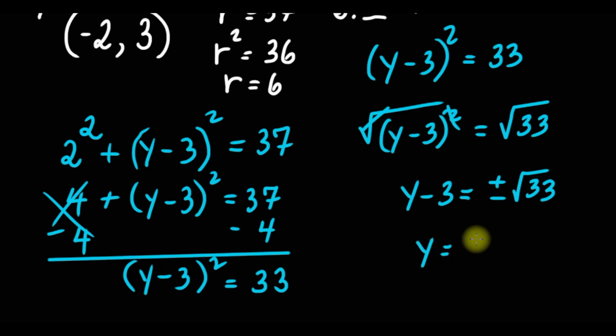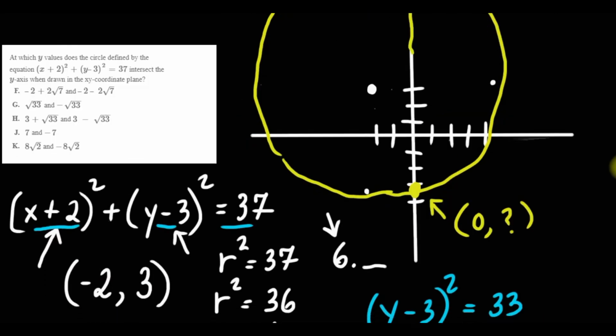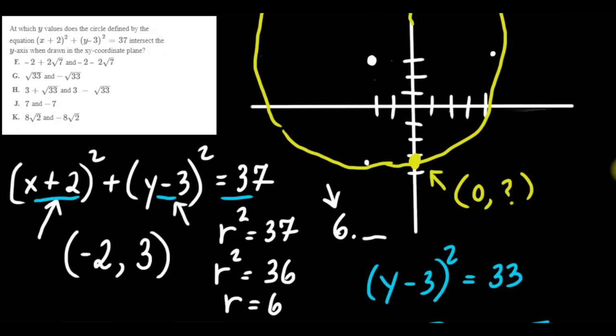To get y all by itself, it's going to be 3 plus or minus square root of 33. So this is what y is. The top is going to be 3 plus square root of 33, and then the bottom intersection will be 3 minus square root of 33. So we go back up here to the problem. We would pick h because you had 3 plus square root of 33 and then 3 minus square root of 33. So this is the correct answer.